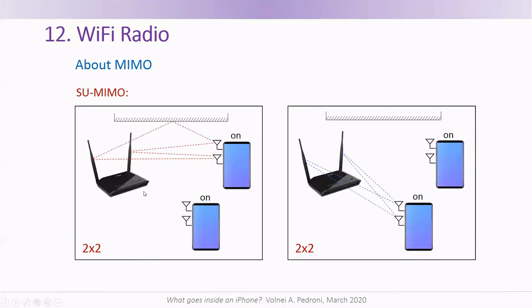This is an illustration of how it works. So this is a 2x2 system. The router here communicates with one user. So you have 2 antennas there, 2 antennas here. Then it stops, communicates with the other user, stops, comes back here, and so on. This approach was not implemented in smartphones.